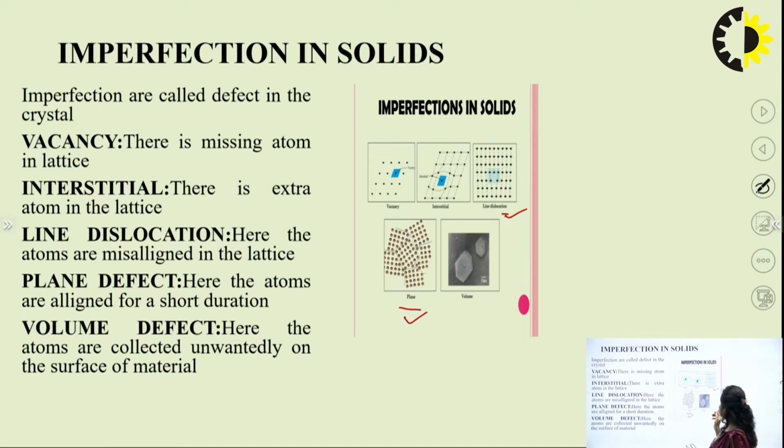So next one is the volume defect, and in the case of the volume defect, the atoms are collected unwantedly on the surface of the material. So when there is any unwanted material on the surface of the particular atom, then it is called a volume defect. So these are the different types of imperfections in solids. We have studied vacancy, interstitial, line dislocation, plane defect and volume defect.